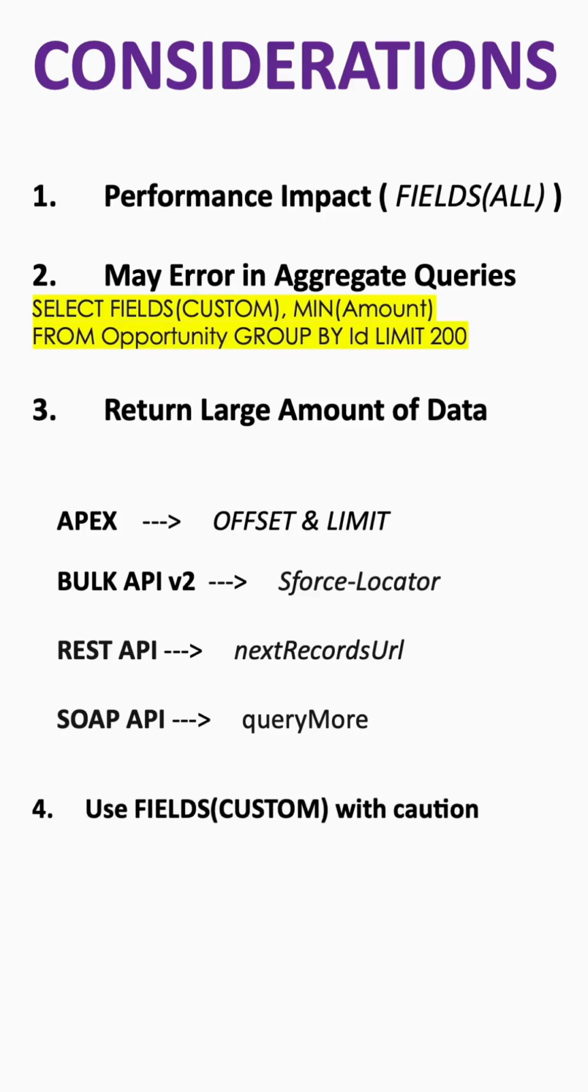If there are no custom fields and you use fields with the custom option, you will get an error. It's like ordering a custom pizza with no toppings. Lastly, let's look at the limitations. When the fields keyword with the all option is used, the query is called a bounded query, whereas when we use it with custom or the standard option, it's called an unbounded query.